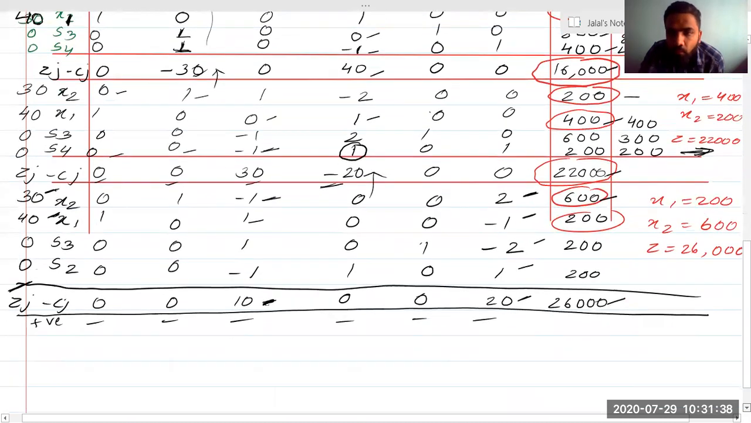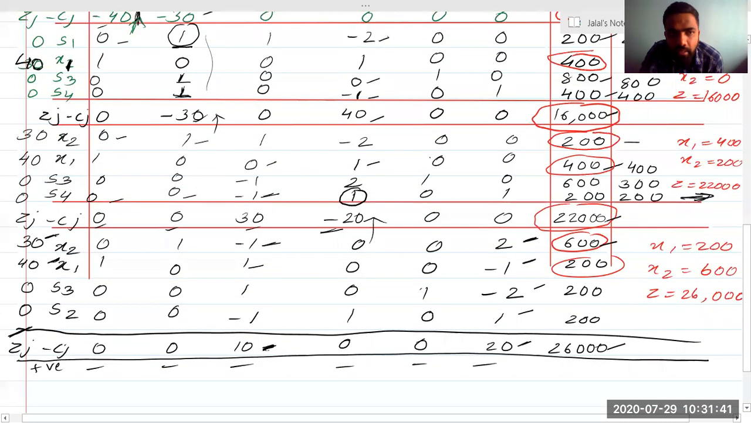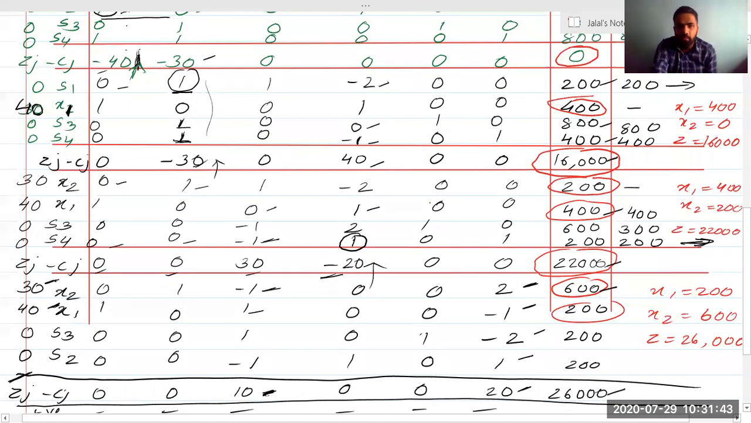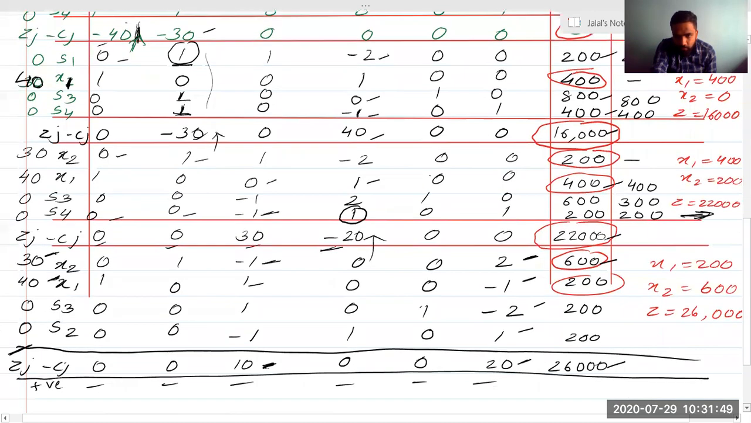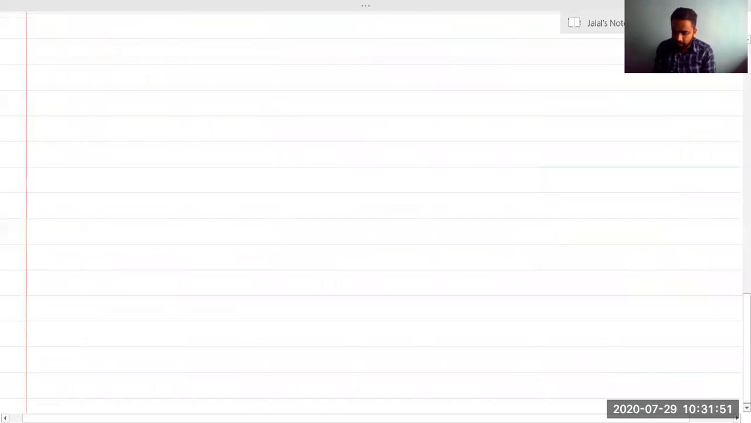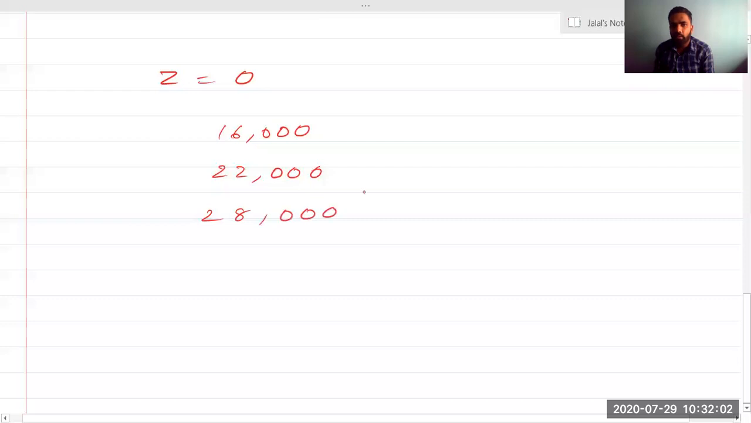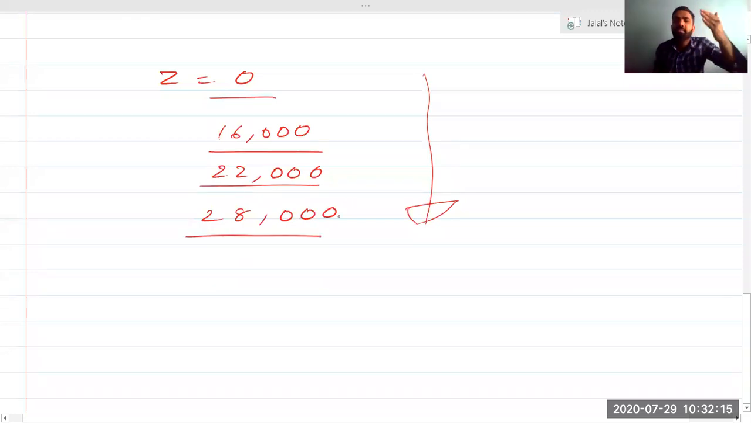One more thing I would like to comment on this. Just look at the Z value. See what Z was earlier? Z was 0, then 16,000, then 22,000, then 26,000. Look, what did Z start with? 0, then it went to 16,000, then 22,000, and then 26,000. This is very important. You can see there is an increase. Yeah, it is in ascending order. So whenever you use simplex method, you will always get Z in increasing order.